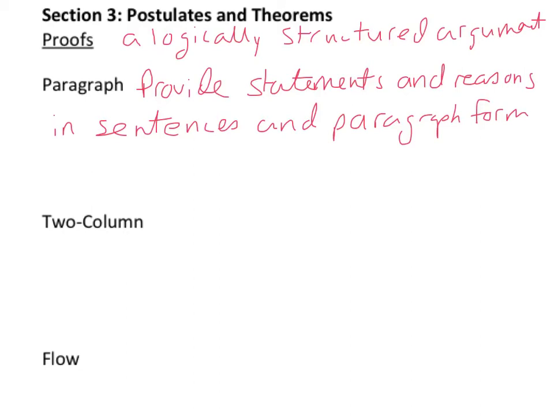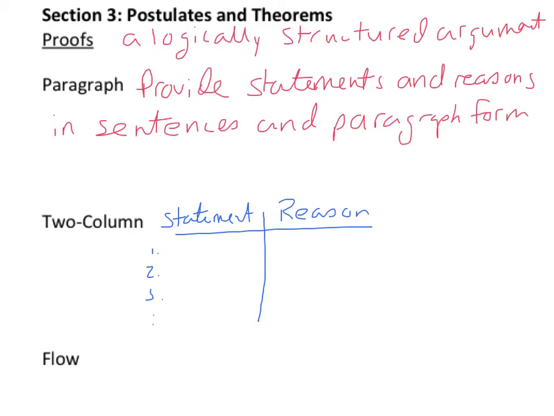A 2-column proof is a very traditional method and a very common way of doing a proof, in which you have 2 columns. In the first column you will provide the statements, or the statement that you are making, and then you would say why, or give the valid reasons on why you can do that step in the second column. So you would have steps 1, 2, 3, etc.